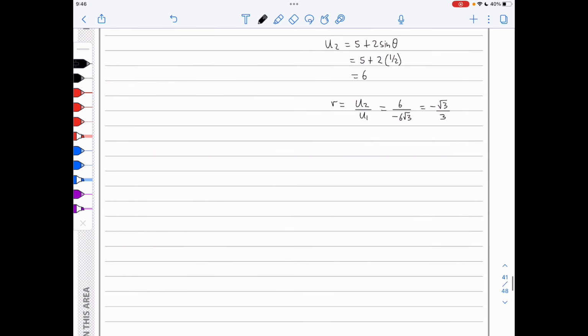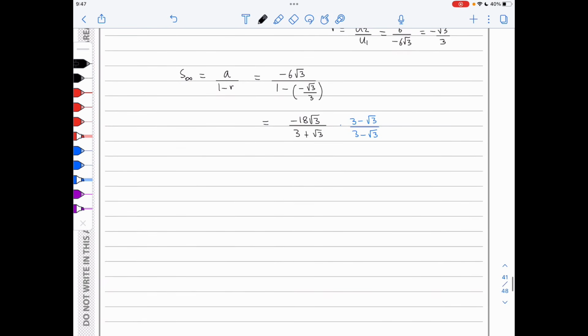We're now going for the sum to infinity. We know that the sum to infinity is a over 1 minus r, where a is the first term. We found this to be minus 6 root 3, and the common ratio is minus root 3 over 3. I will start by multiplying everything by 3. This gives me minus 18 root 3 over 3 plus root 3. So I got rid of the fraction in the denominator, and I will now rationalize the denominator by multiplying by 3 minus root 3 over 3 minus root 3.